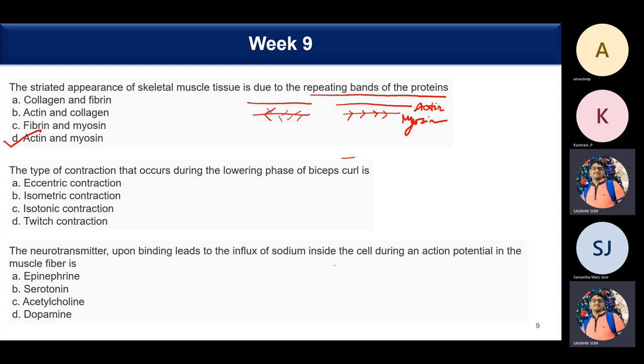The type of contraction that occurs during the lowering phase of the bicep curl: eccentric, isometric, isotonic, or twitch? You have learned that there are different kinds of contractions, and you know that eccentric is the correct answer. If you go to the slide and look at the different kinds of contraction, you will see that the eccentric contraction is the one where the muscle lengthens as it is lowered, okay?